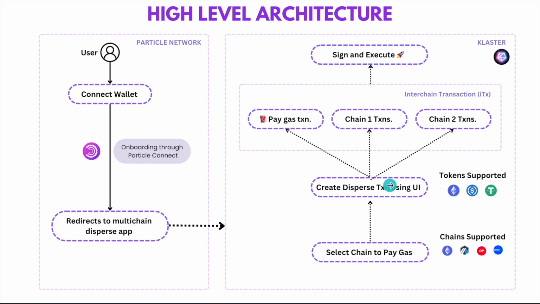Now in this interchain transaction, all transactions are bundled per chain, and the first transaction is always our gas payment transaction. Now you just sign and execute these transactions, and all transactions are settled on multiple chains simultaneously. Let's just go right into the demo now.